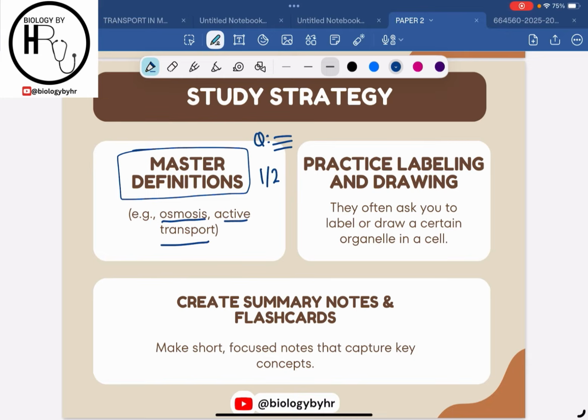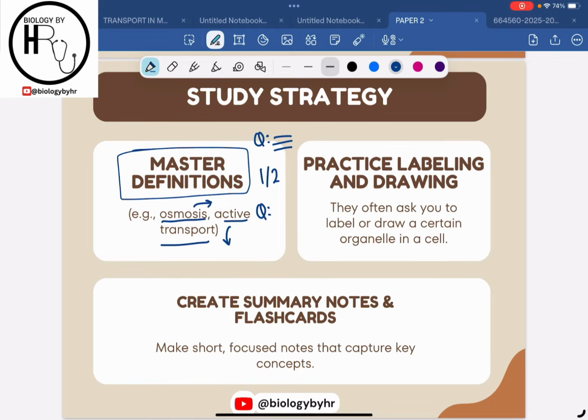For example, for osmosis, you can use words like water potential, right? And for active transport, you can use words like against the concentration gradient. Like these scientific terms, these specific terminologies, you can use in order to secure full marks in a definition. Definition questions are mark scoring questions, and they can easily guarantee you the marks, right? You can secure your marks in these types of questions.